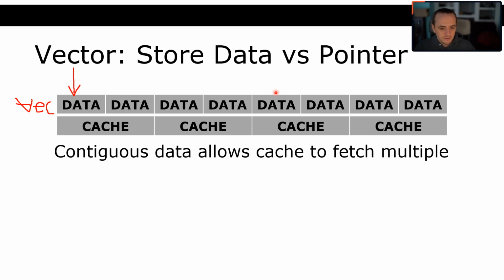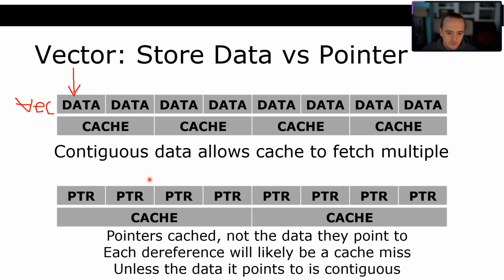And that's okay, right? But in practice, our entities are going to be much bigger than a cache line, right? Because the cache line might be 64 bytes, but our entity might be a couple of hundred bytes.